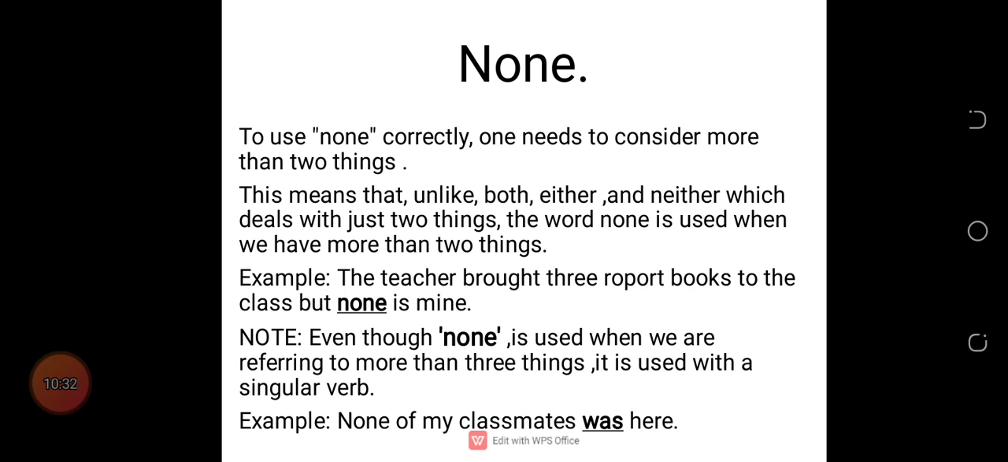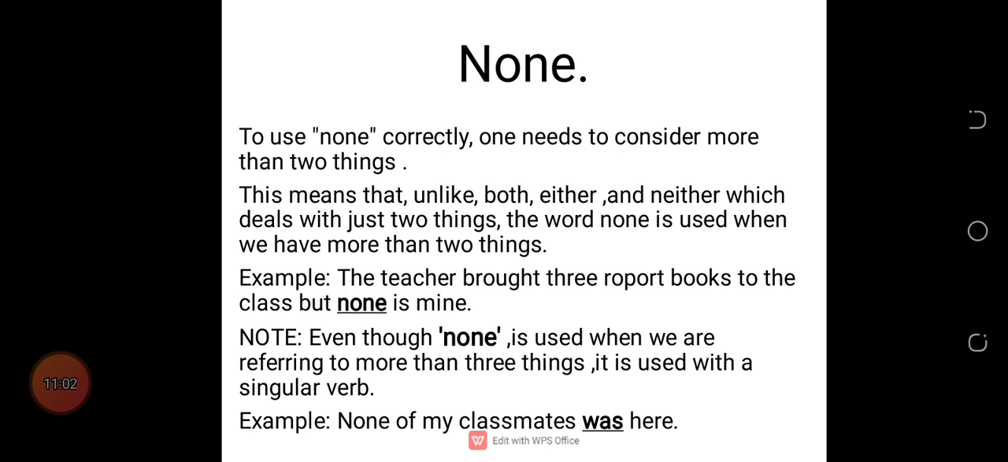Okay. So look at the example. The teacher brought 3 report books to the class. So you realize that the number there is 3. Because we are not dealing with just two things, we want to introduce none. So the statement again: The teacher brought 3 report books to the class, but none is mine. I hope that is clear.